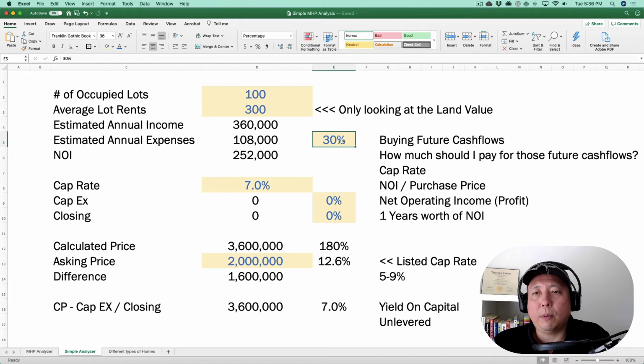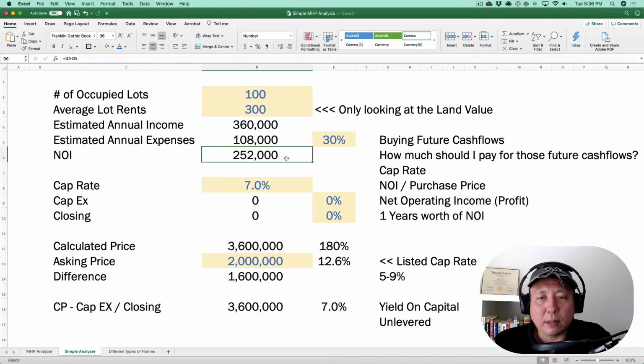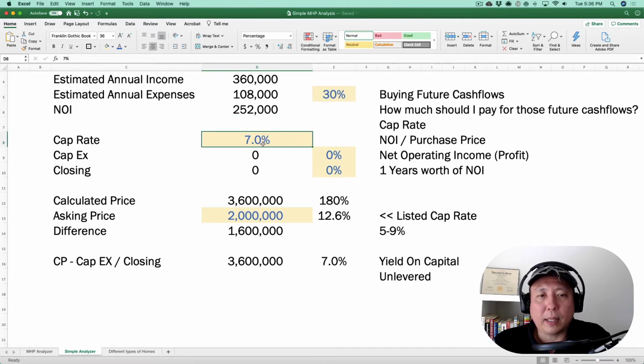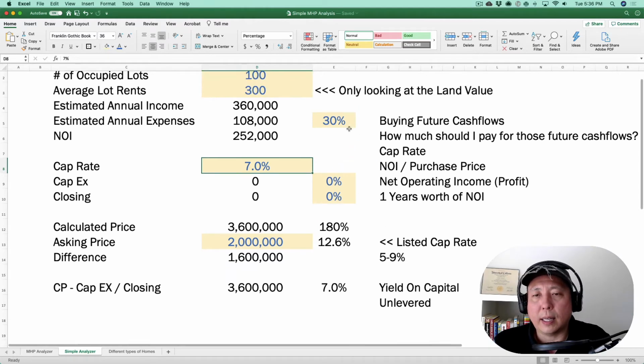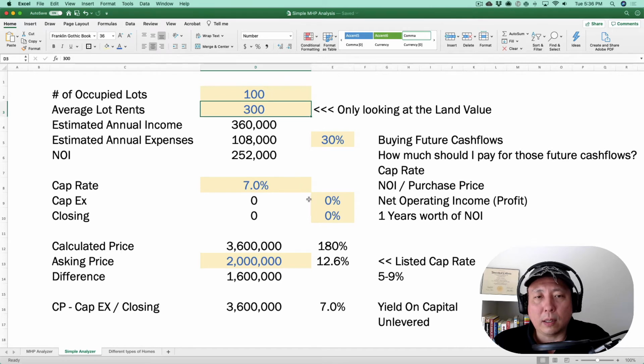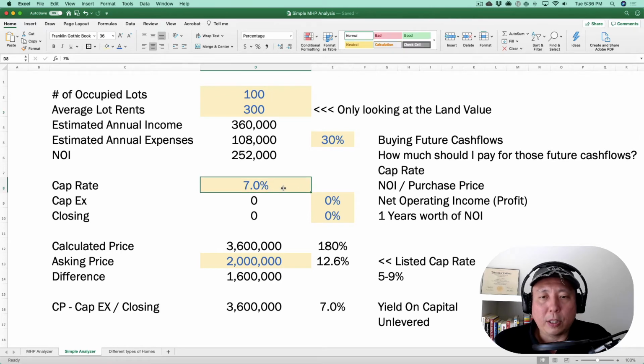So in this example, we're just going to stick with 30%. The NOI is $252,000. We're going to apply a cap rate of 7%. Right, so we're just going to guess. Let's just say we did our research, and we found out that a 100 space park in this area that's charging $300 lot rents should have a cap rate of about 7%.